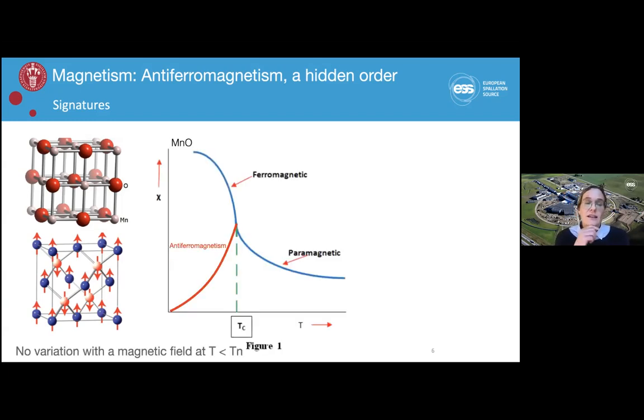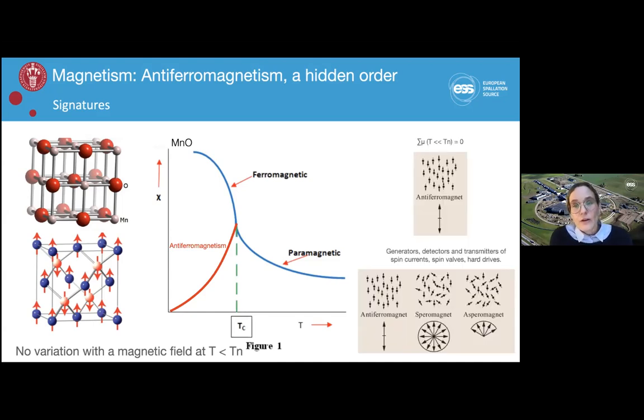What is the signature of that? Well, if you look again at susceptibility measurements, you have a transition temperature. In this case, it should be a TN. I will explain that in a moment. And below TN, instead of the susceptibility increasing significantly, it decreases such that at the lowest temperature, the susceptibility is really nothing, because of course you have two counter-parallel magnetic moments, which on average ends up being zero. So there's no variation with magnetic field at the lowest temperatures, unless you manage to polarize the system.